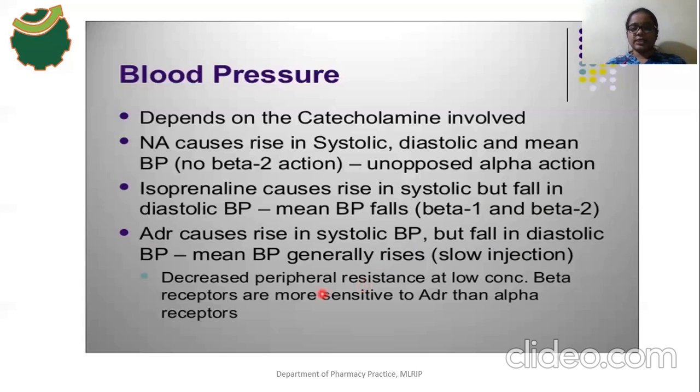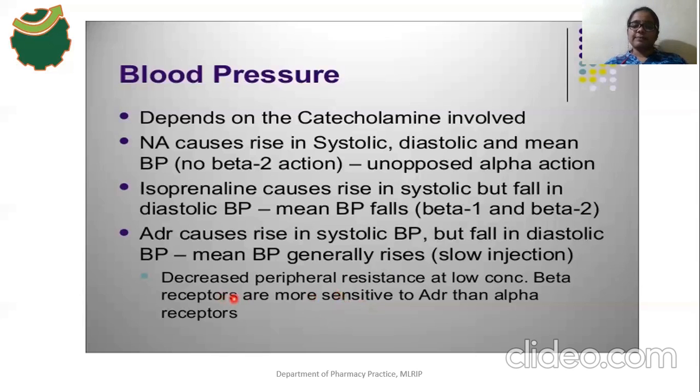Then why does the peripheral resistance decrease? Because beta receptors are more sensitive to adrenaline than alpha receptors. So even in a slow injection, meaning low doses of the drug by IV or subcutaneous injection, what will happen? The peripheral resistance decreases, meaning a vasodilation effect is produced. Why does vasodilation occur? Because beta receptors are more sensitive to adrenaline than alpha receptors.